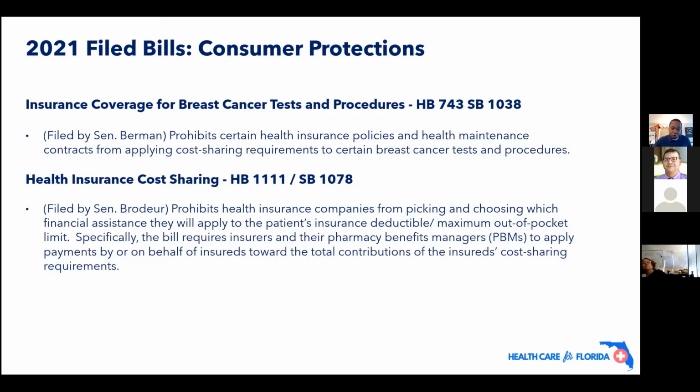Now, House Bill 1111, filed by Senator Broder, looks to protect consumers by limiting the discretion of insurers in deciding what financial assistance to count towards an enrollee's deductibles. Now, this is a common issue for, I think, consumers who end up paying for prescription drugs in particular with pharmacy benefit cards. A lot of times that isn't added to a person's yearly deductible or out-of-pocket costs. And in some ways, insurers get to double dip. So that's a bill that we're watching with great interest.